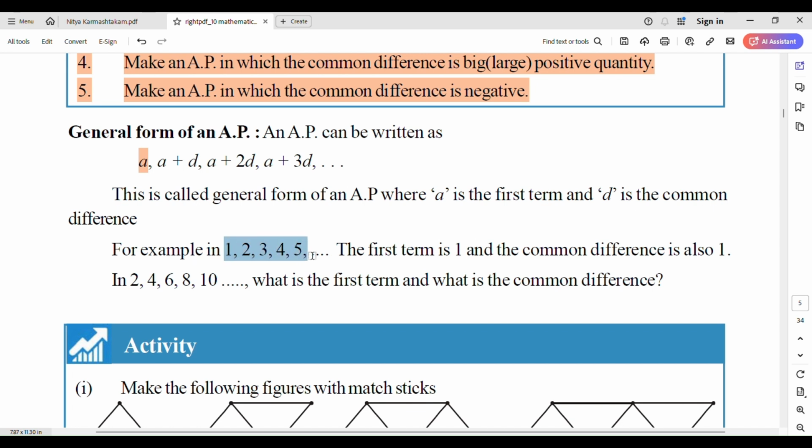An example is here. Here the first term a is 1, and the common difference is 2 minus 1, or any two consecutive numbers you can take, which is 2 minus 1 is 1, or 5 minus 4, which is also 1. And if you take this series, a equals 2, and the common difference is 8 minus 6, which is 2, right?